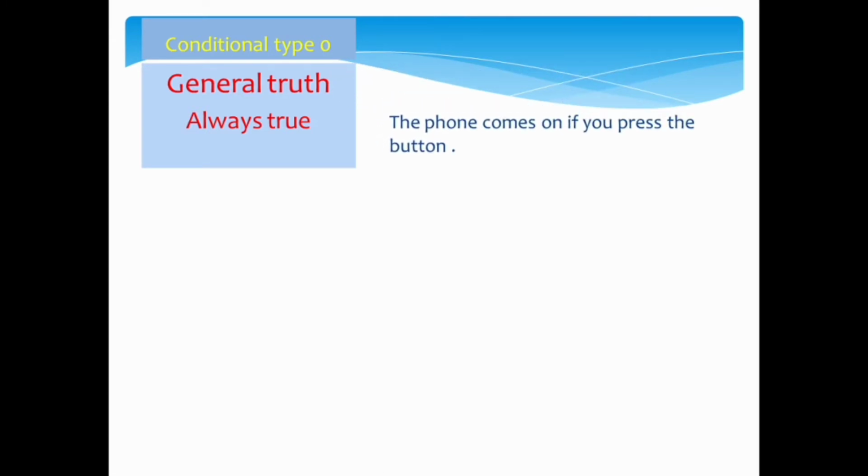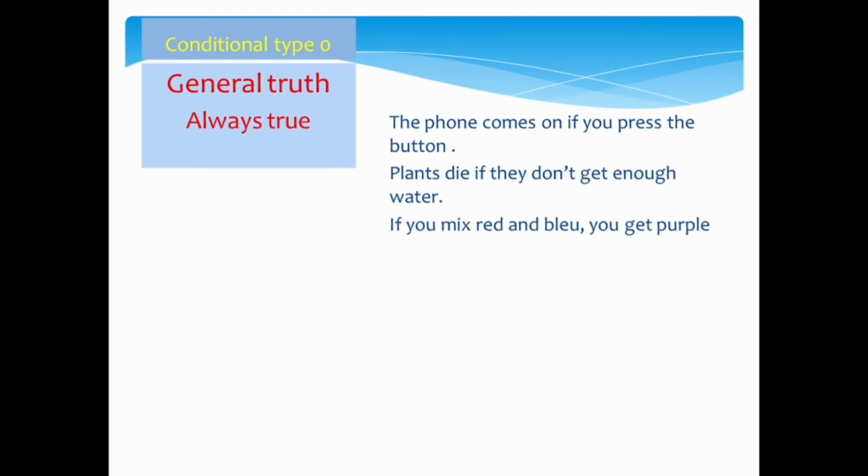So let's start with the first one, conditional type 0. It is a general truth, which means always true. Let's see the examples. The phone comes on if you press the button. Plants die if they don't get enough water. If you mix red and blue, you get purple.